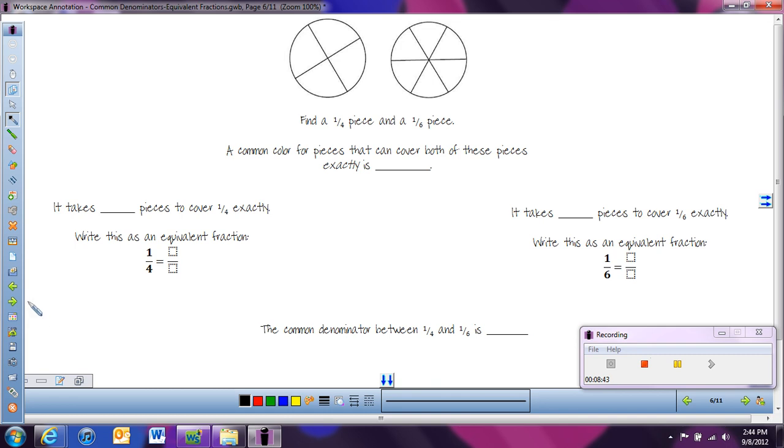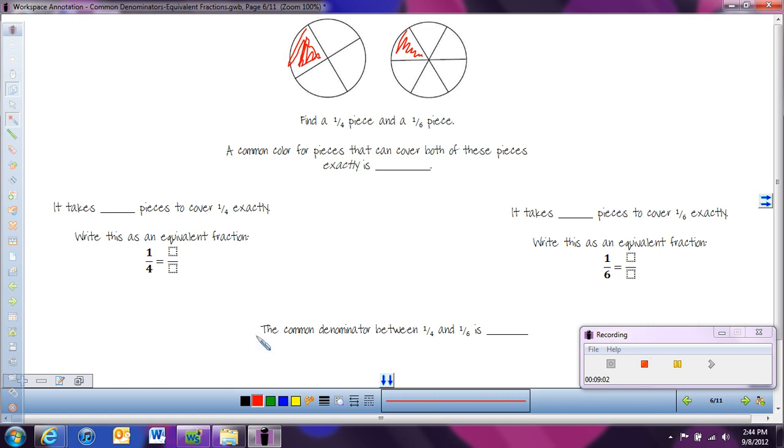So here's what we're going to do. We're going to use some fraction circles this time. And again, just like when we were doing paper folding, you don't have it in front of you, so we'll just use our pictures up here to help us. So we're going to find a 1/4 piece. If I was using my fraction circles, that would be one like that. And a 1/6 piece, which would be one that looks like this.